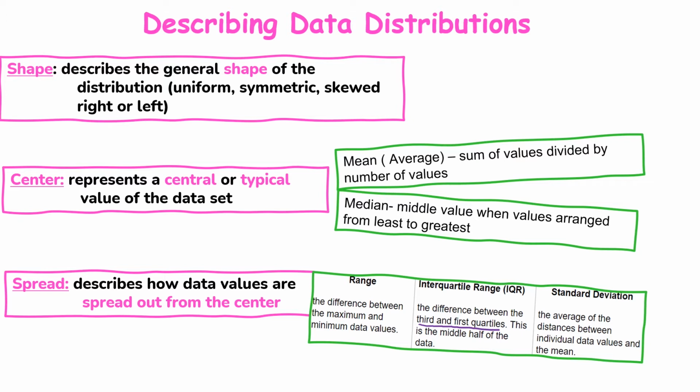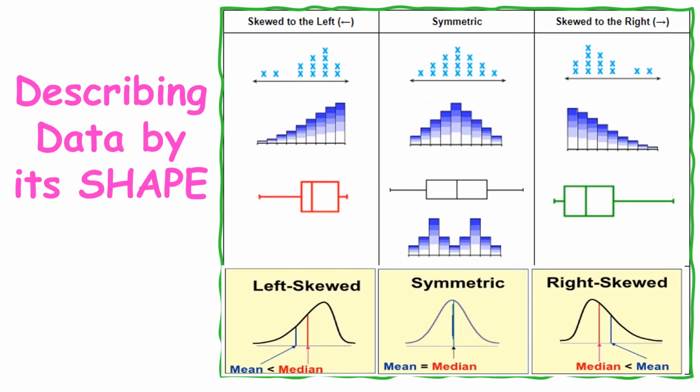And then we also look at the standard deviation, which is the average of the distances between the individual data values and the mean. When we're describing data by the shape, we look to see if it's skewed left, symmetric, or skewed right. And when we have a dot plot, a histogram, or a box and whisker plot, depending on how that graph looks, when we describe it by the shape, it is skewed left when the mean is less than the median. So as you can see, from left to right, it's actually smaller on the left hand side, and that is why it is skewed left.